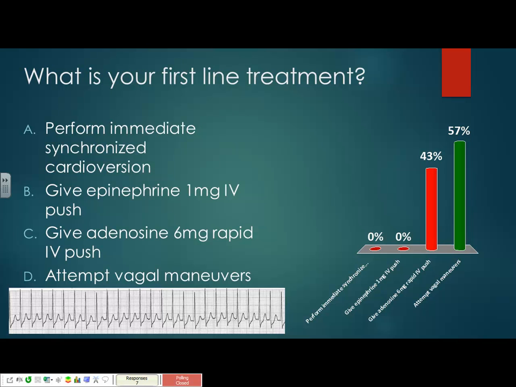Now, we'll talk about that in a minute. What are our vagal maneuvers? The book talks about the carotid sinus massage, carotid artery sinus massage. We don't really do that, all right? What are some other vagal maneuvers that we're going to try? Yeah, get them to try to bear down. Somebody had said something about blowing on your thumb or something like that.